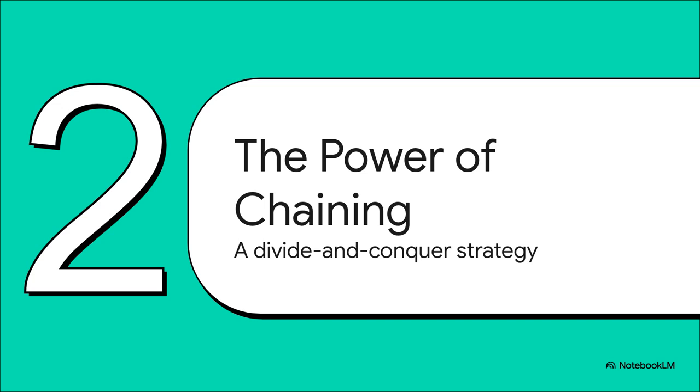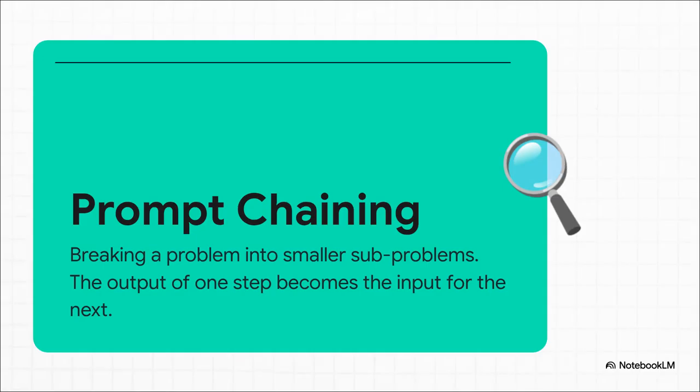This is all about the power of chaining, a true divide-and-conquer strategy. At its core, prompt chaining is actually super simple. Instead of that one giant ask, you break the problem down into a series of smaller, really focused steps. Think of it like a little assembly line. And the most important part is that the output from one step gets passed on as the input for the very next one. It creates this perfect logical flow.